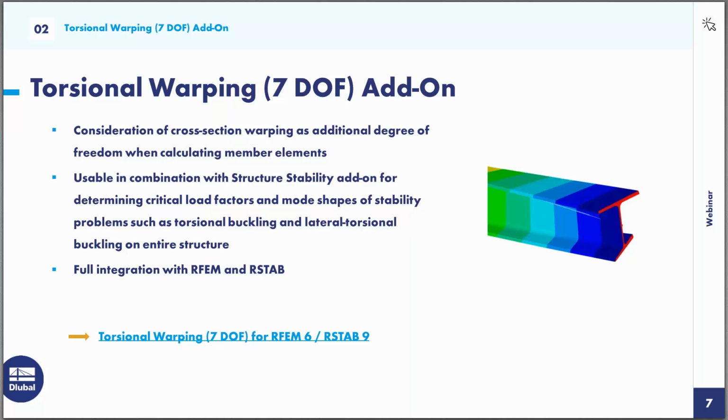So in general, we can use this add-on to consider the cross-section warping as an additional degree of freedom in the calculation of our member elements. We can use it also in combination with the Structure Stability add-on, so that we can also determine critical load factors and mode shapes for the stability mode shapes like torsional buckling or lateral torsional buckling. The whole add-on is fully integrated in the programs RFEM and RSTAB.